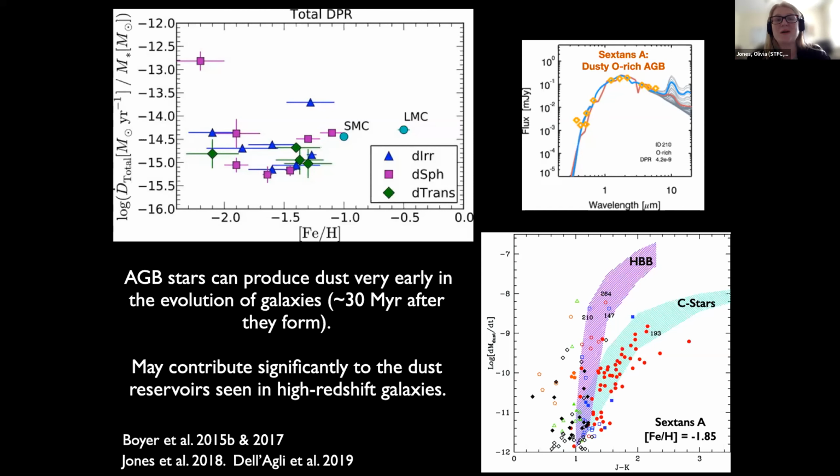So what I'm showing in the top panel is the SED of one of these candidate dusty oxygen-rich AGB stars. And then the blue is the best fit oxygen-rich model. The red is the best fit carbon-rich model. And the gray points are the range of models which produce an acceptable fit to the data.